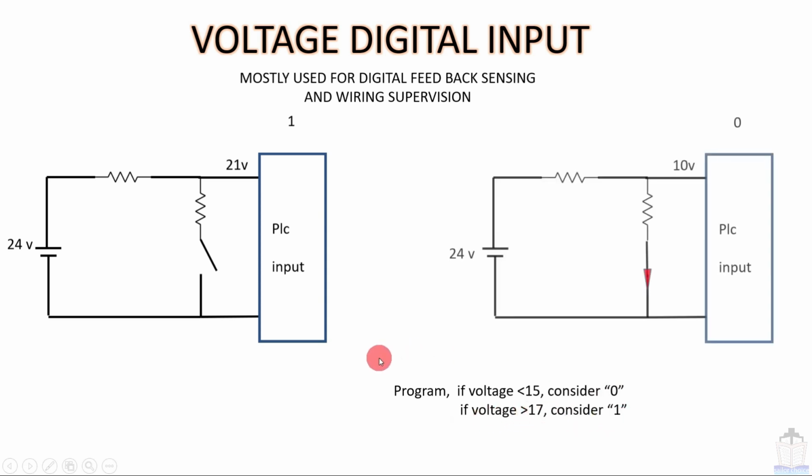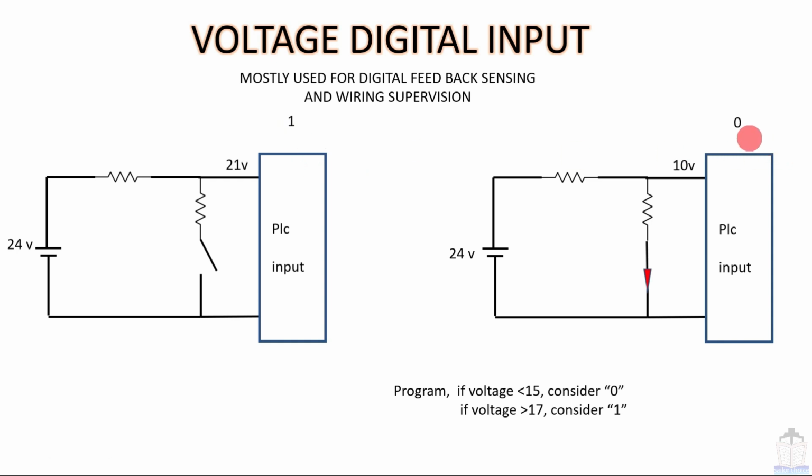If I make this switch on, then most of the current passes through here, and there is a large potential drop at this point. Hence the voltage drops from 21 to 10. Now my PLC will sense it as a 0. This is the same way we saw in the optocoupler circuit. I have just tried to make you understand what the voltage digital input is: any voltage will be programmed like this, and the PLC will sense changes in the voltage in terms of 1 and 0.